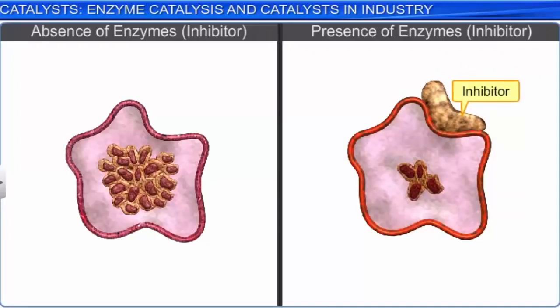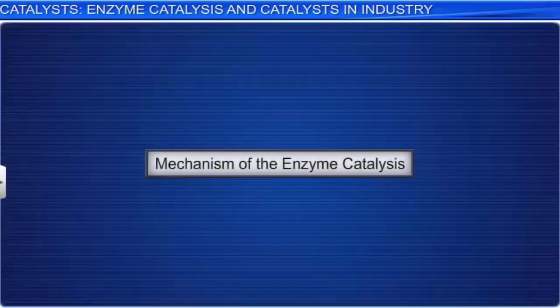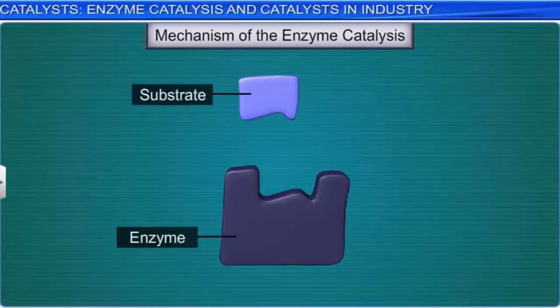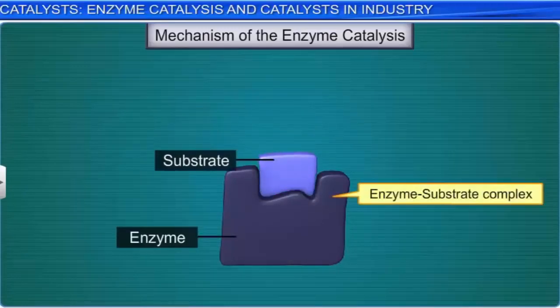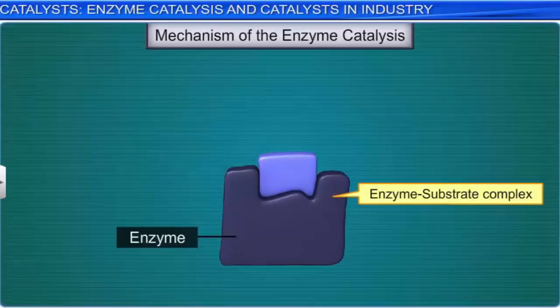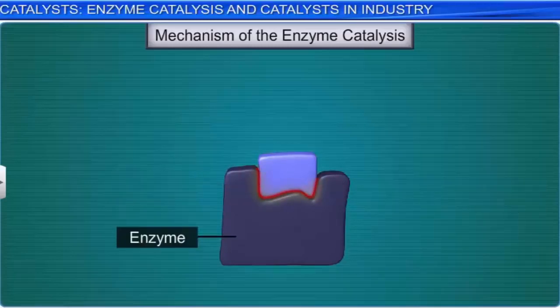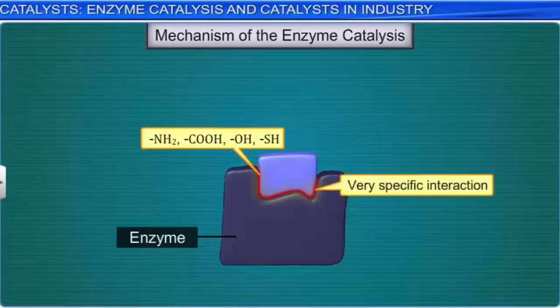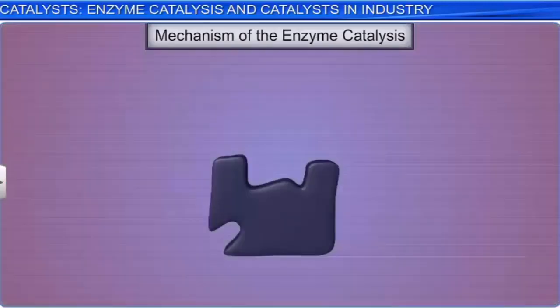Let us now understand the mechanism of enzyme catalysis. The catalytic activity of enzymes involves the binding of their substrates to form an enzyme-substrate complex. The substrate binds to a specific region of the enzyme called the active site. These active sites are associated with functional groups such as amines, carboxylic acid, hydroxide, and thiol. The binding of the substrate to the active site of an enzyme is a very specific interaction. Also, the shape of the active site of an enzyme is such that only a specific substrate can fit into it.